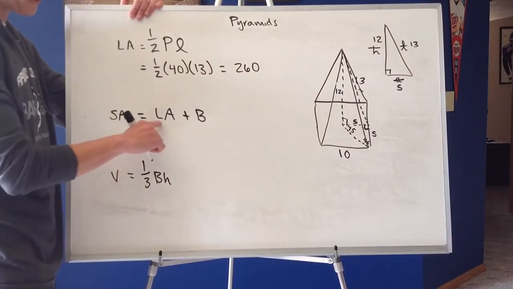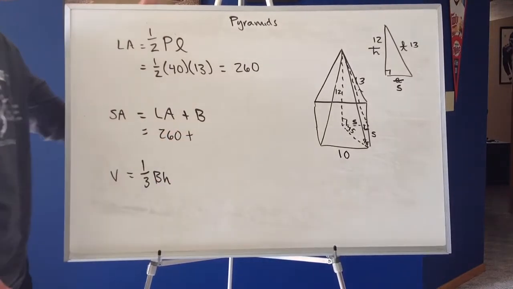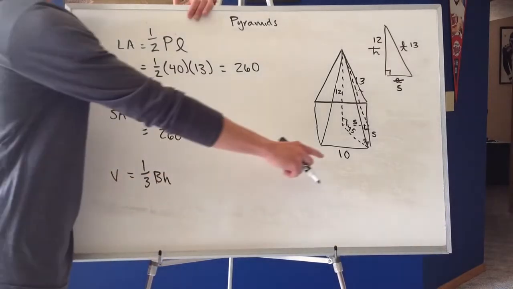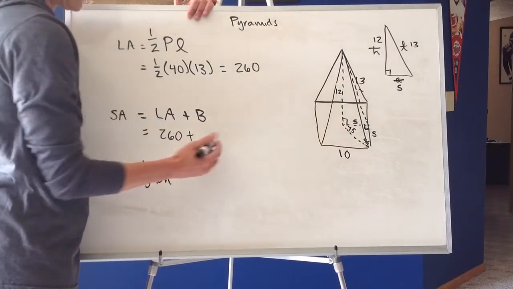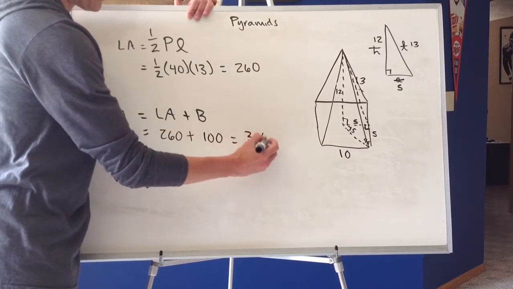So for surface area then, I'll take the 260 plus area of base. Squares are pretty easy. It's just base times height. So if I've got a 10 times 10, that would give me 100. So I'd end up with 360.